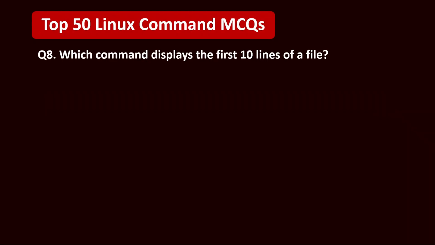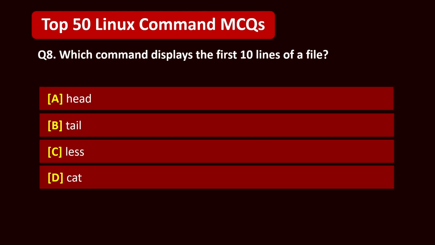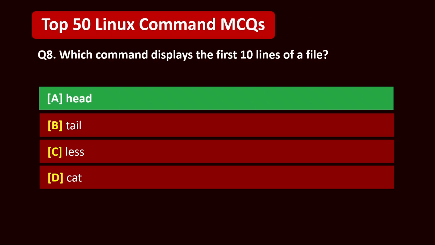Question 8. Which command displays the first 10 lines of a file? A. head, B. tail, C. less, D. cat. 5, 4, 3, 2, 1. Correct answer is A. head.